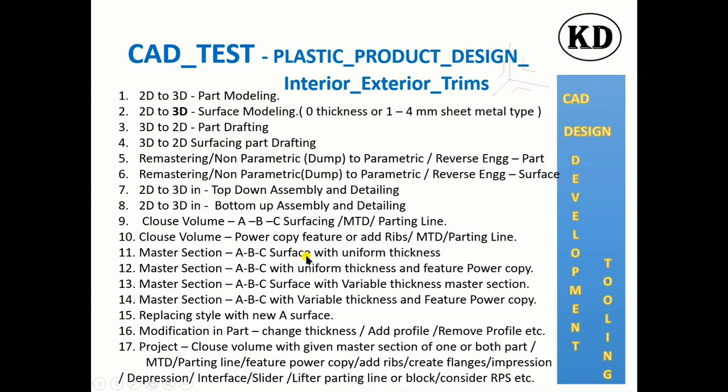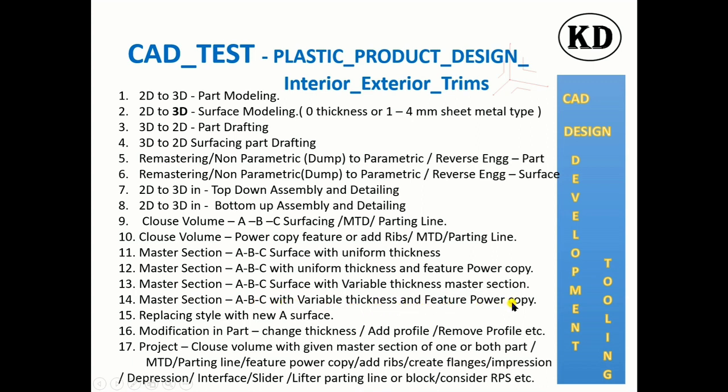We have to match your A surface with A and B surface, or C surface, with the master section with uniform thickness. Next one will use variable thickness, or make the power copy of all features like a snap, doghouse, clip towers or any other features, or adding ribs in that. Next test will be the master section ABC with variable thicknesses.